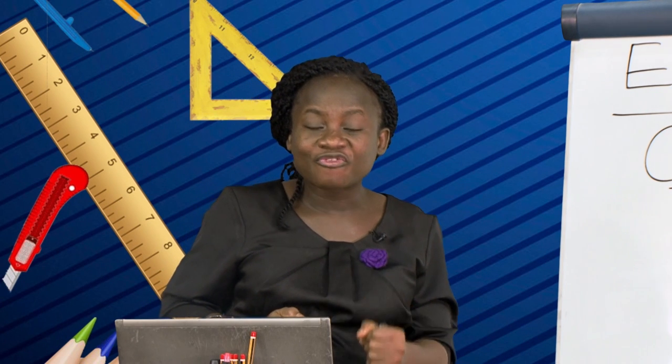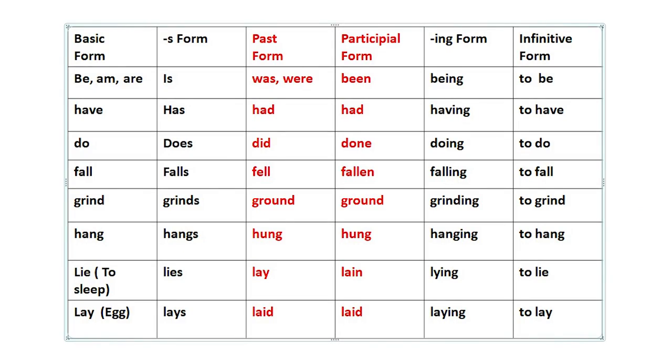Like I said before, the verb be has 9 forms. The past forms of be are was and were. The participial form of be is been. Please take note. The word do: the past form of the verb do is did, and the participial form is done. Fall: the past form of fall is fell. The past participle form is fallen. So it's an irregular verb.